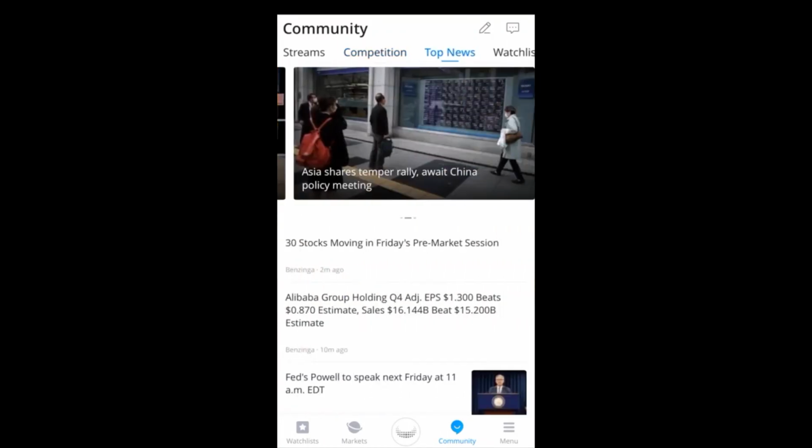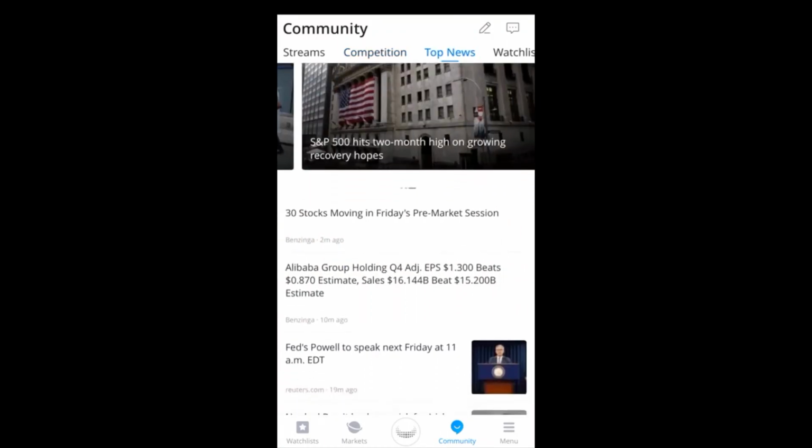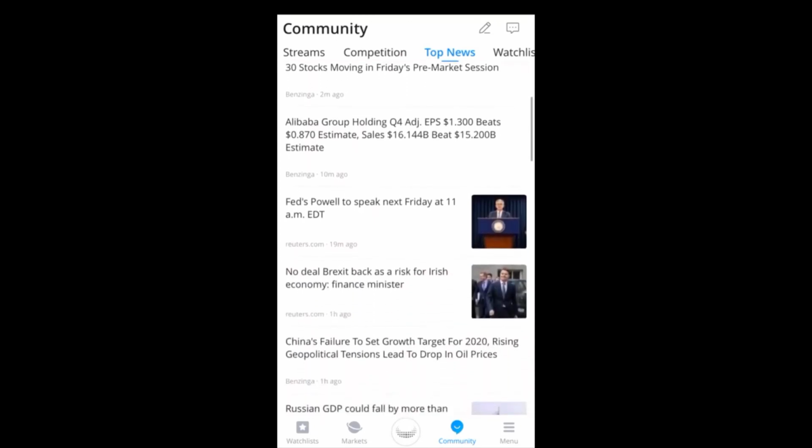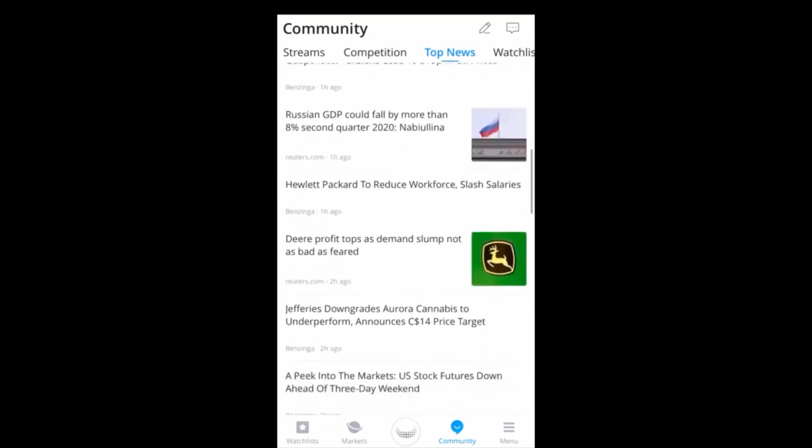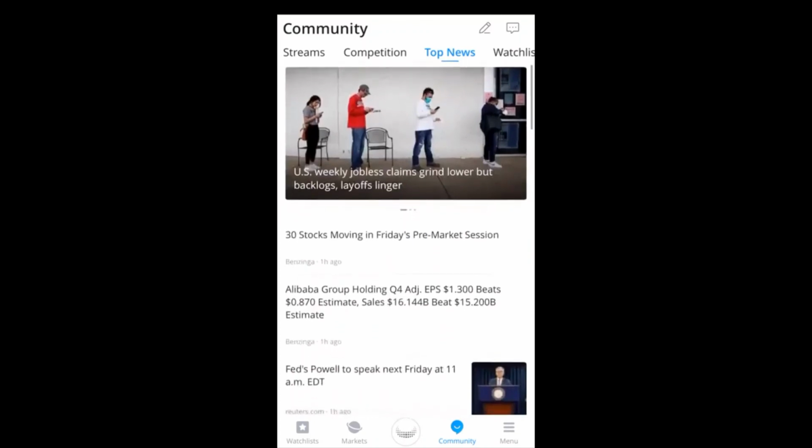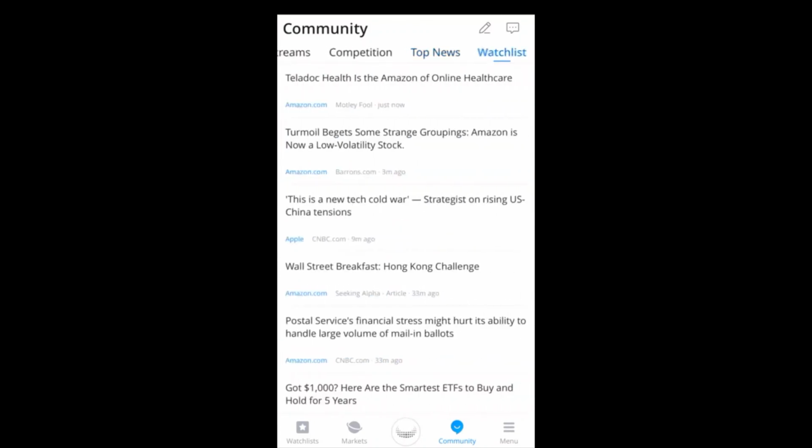So you can see the top news as well. These will be the news that people are looking at and talking about within the Webull app. You can view this on this page as well. And you can view the news of your watch list. So any stocks that you added to your watch list, you can view the specific news about those companies here in the community section. And so next we'll click on the menu button at the very bottom right.